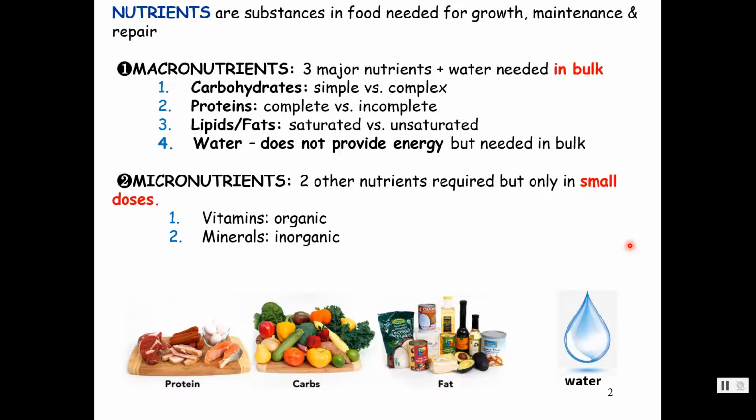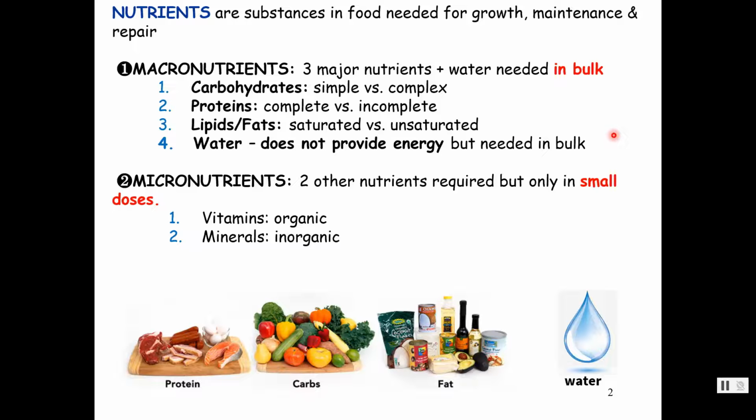Okay, so first let's start off by defining a nutrient. Nutrients are substances in food needed for growth, maintenance, and repair of our bodies. There are two classifications of nutrients: macronutrients and micronutrients. There are three major nutrients. This is what you see when you look at a food label. So we have carbohydrates, and we're going to talk about the difference between simple and complex carbohydrates. There are proteins, complete proteins and incomplete proteins, lipids and fats.